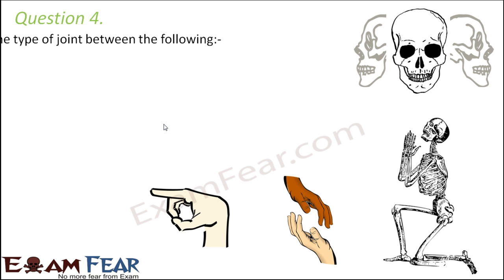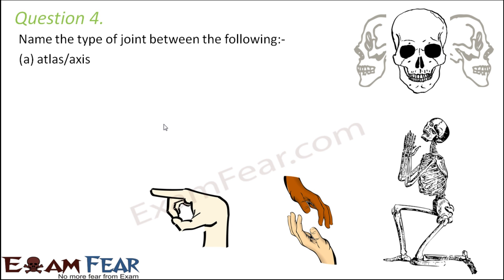Question number 4. Name the type of joint present between the following. Between atlas and axis. So atlas, the first bone of the first vertebrae of the vertebral column. So between atlas and axis, that is the second one. Because of this, this movement of your neck is possible. So this is which type of joint? This is the pivot joint or the pivotal joint.